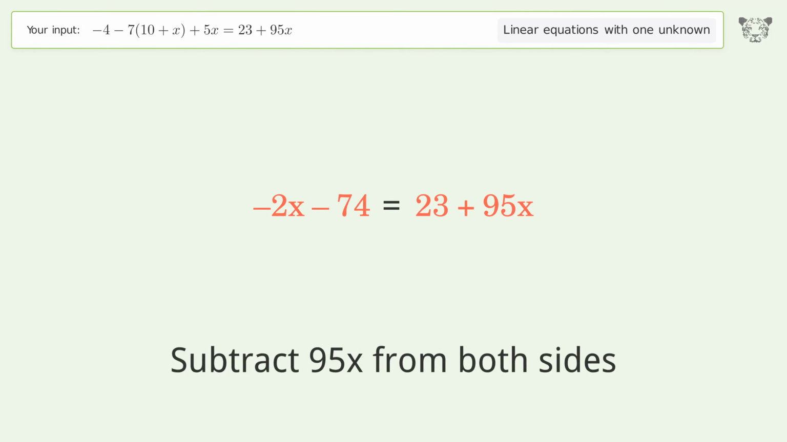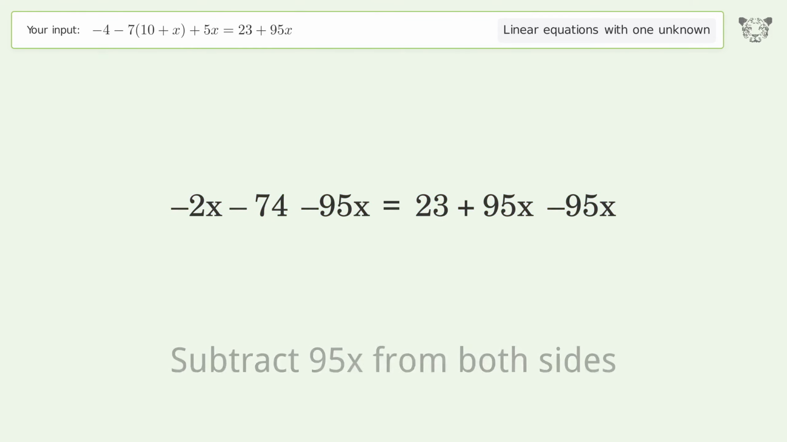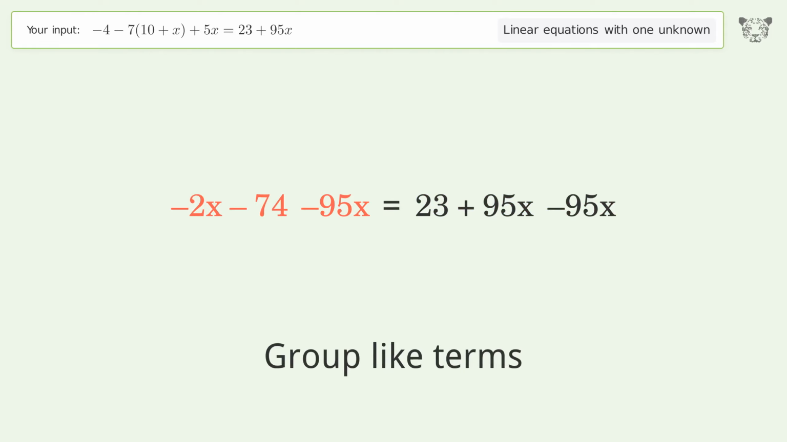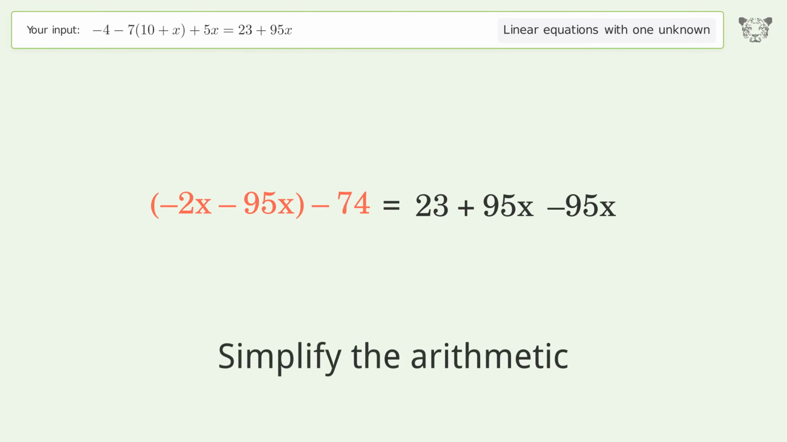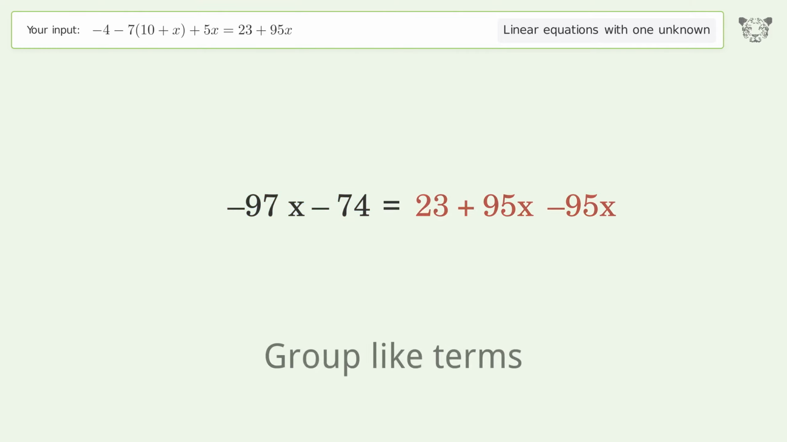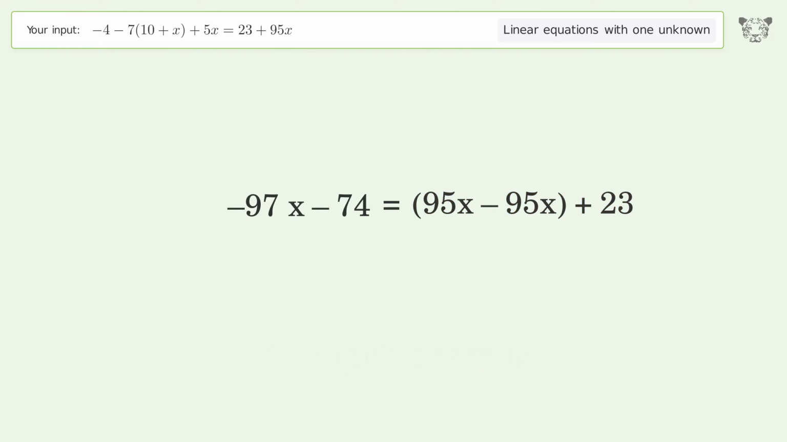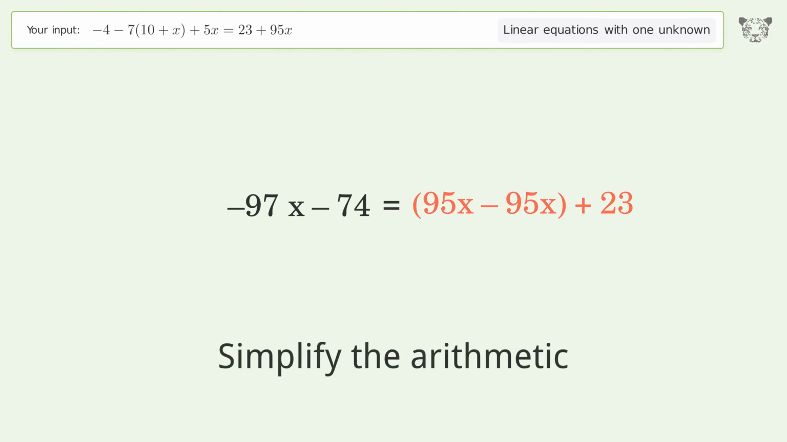Subtract 95x from both sides. Group like terms. Simplify the arithmetic. Group like terms. Simplify the arithmetic.